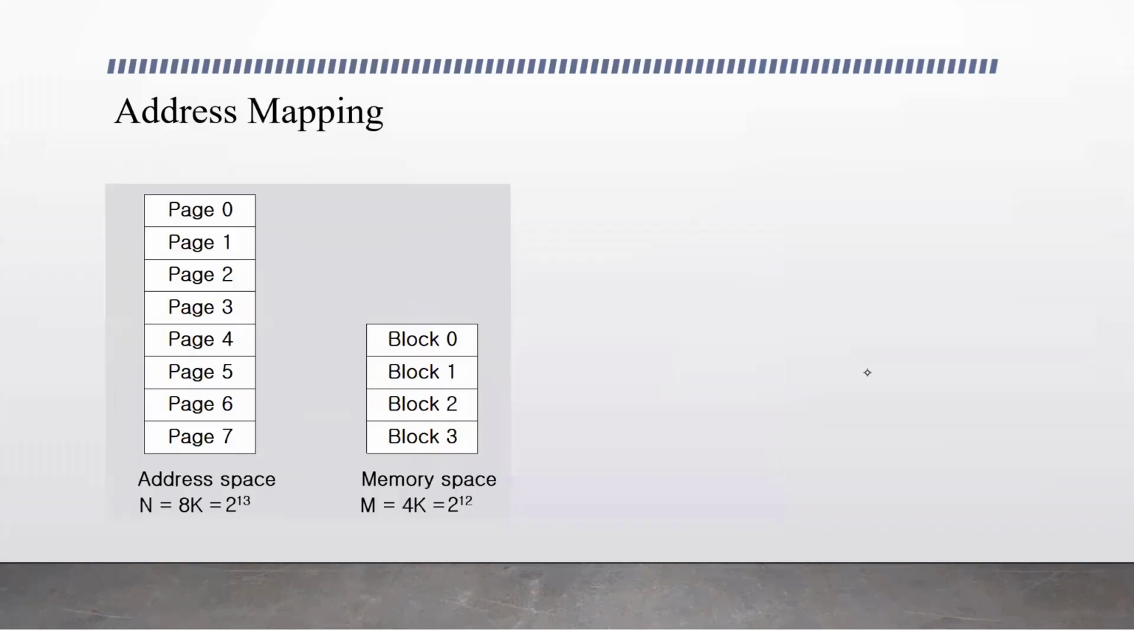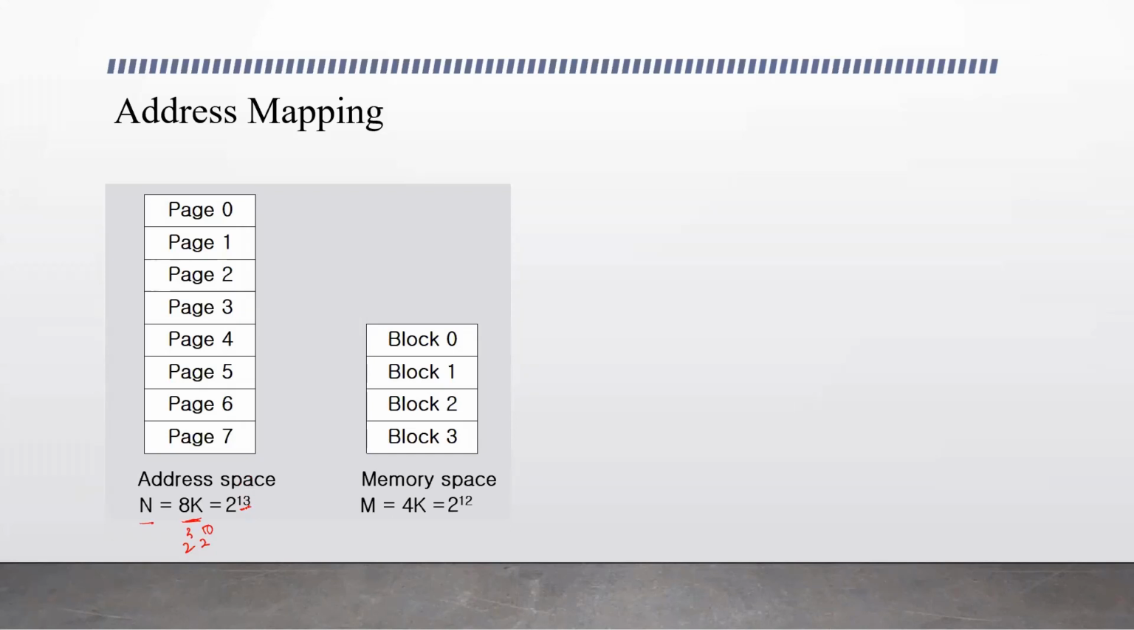So to understand this mapping, let's take this example. Here we have the address space. The size of it is 8K. So how many address bits are needed? 13. K is 2 power 10 and 8 is 2 power 3, so it is 2 power 13. 13 bits are needed to address these locations in the address space.